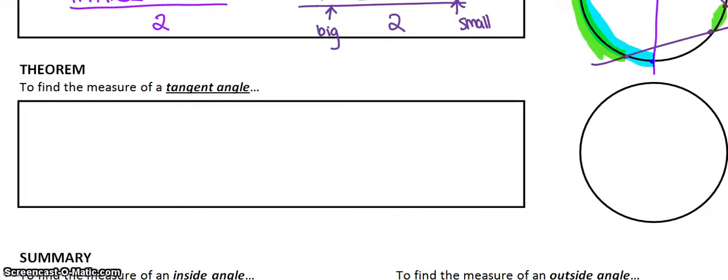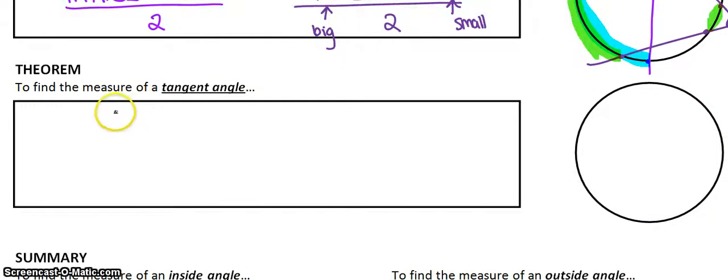Okay, now a tangent angle, there's only one kind of tangent angle. A tangent angle can only be outside the circle. So I'm actually going to write that. It's always outside the circle because tangent lines don't go through the circle. So how could the angle be inside the circle?